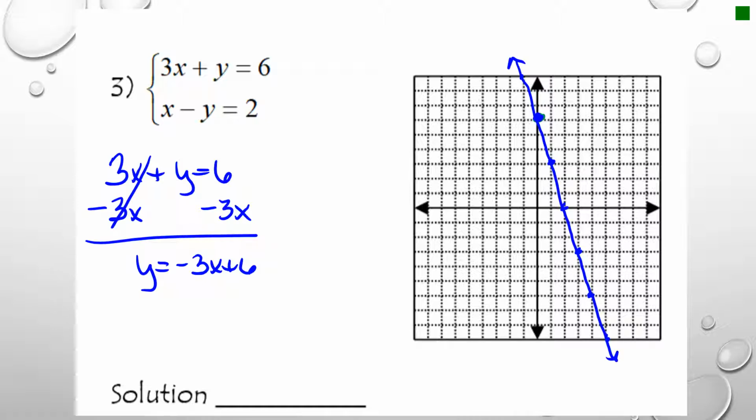And now I'm going to do the next one in green. X minus y equals 2.